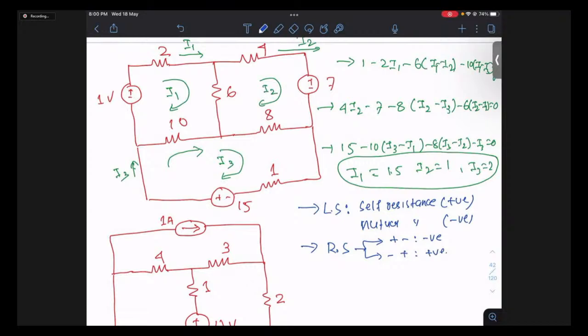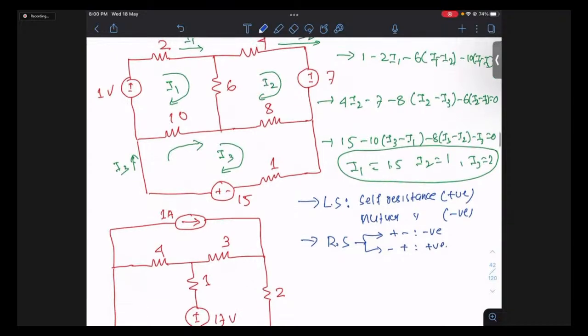Now, what is the meaning of this? Suppose for mesh 1, if I ask you what is the self-resistance? Self-resistance means the sum of all the resistors which are in mesh 1. So mesh 1 resistance is 2 plus 6 plus 10, which is 18. Mesh 2 self-resistance is 6 plus 4 plus 8. Mesh 3 self-resistance is 10 plus 8 plus 1. These are the self-resistances.